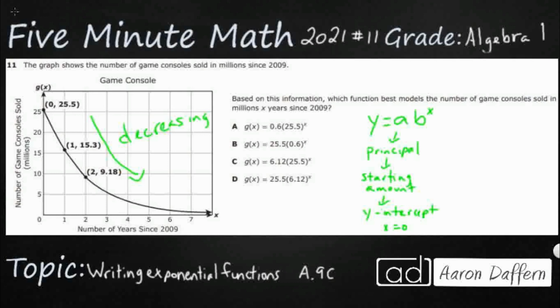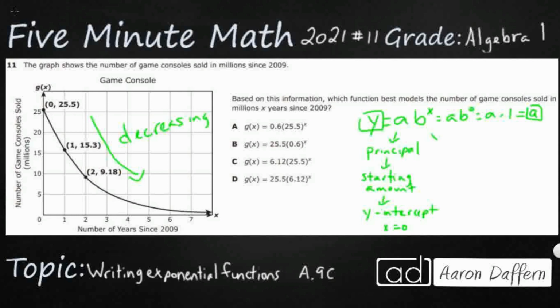Well, look what happens if we put this in. If I replace that x with a 0, that's a times b to the 0. Well, anything to the 0 is just 1, so it's just a times 1. So what it becomes is y equals a. So if x becomes 0, y equals a. So the a can be our y-intercept as well.